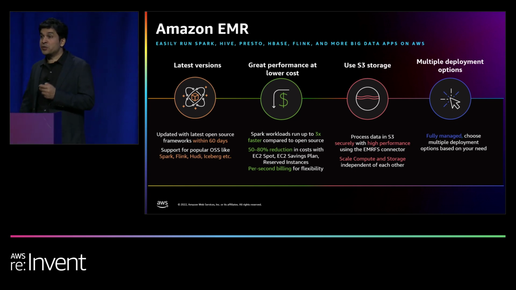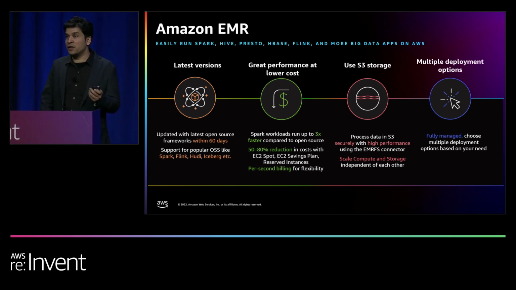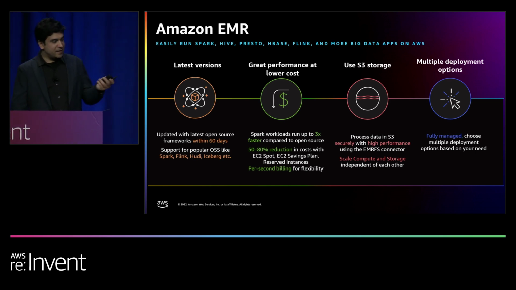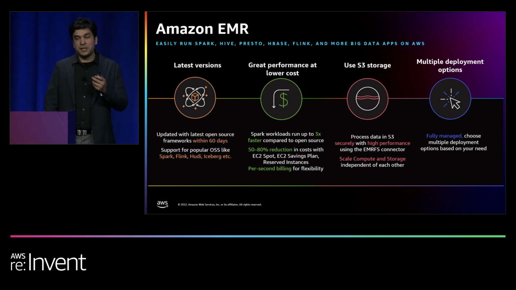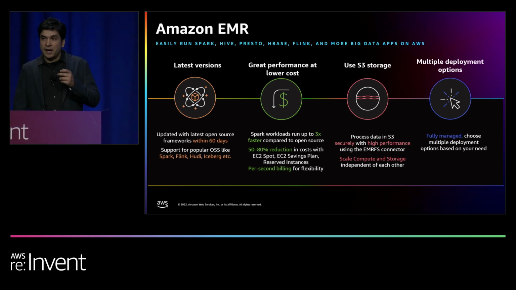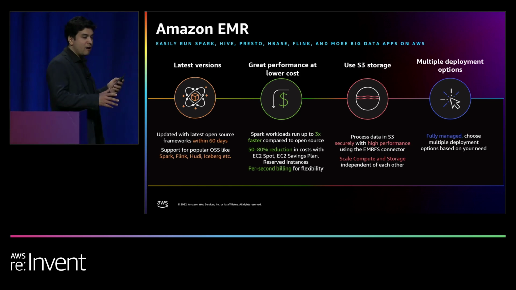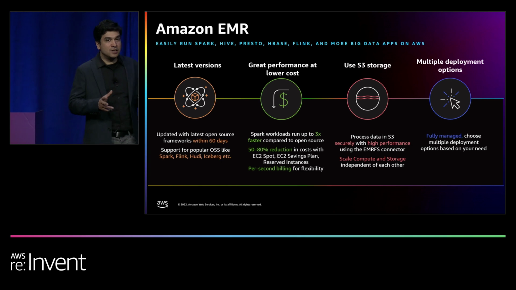You have many options to lower costs. For example, reserved instances, savings plan, and spot instances, which is spare capacity that AWS makes available to you sometimes at up to 90% discounts.